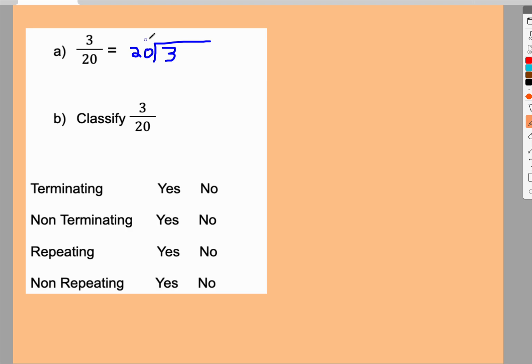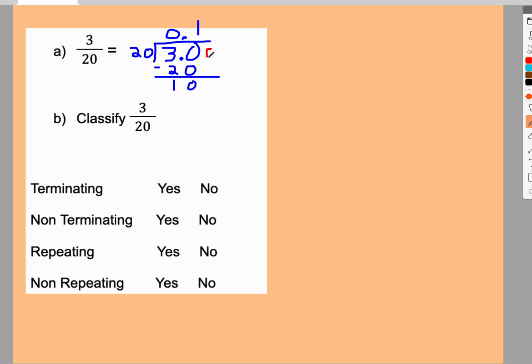So how many times does 20 go into 3? Trying to get into the house, right? 20 doesn't go into 3. So now I have to add a decimal. Goes in 0 times. Then I can add a 0 here. Now I can think of this 3.0 as 30. 20 goes into 30 once. 1 times 20 is 20. Subtract it. I get 10.